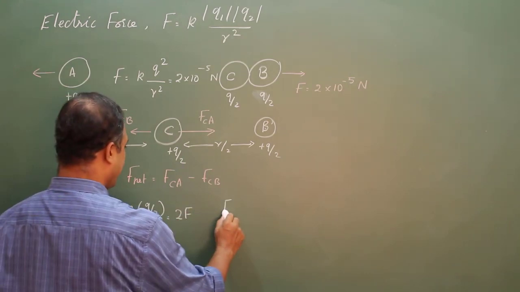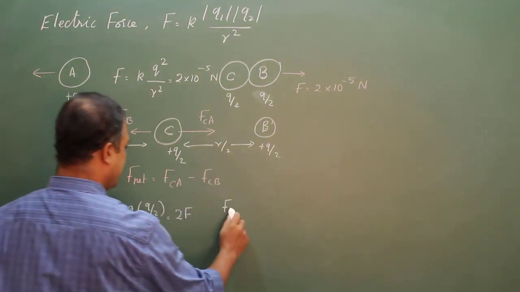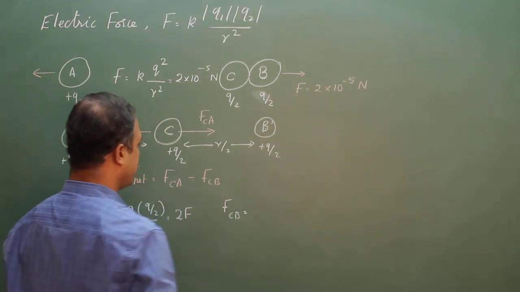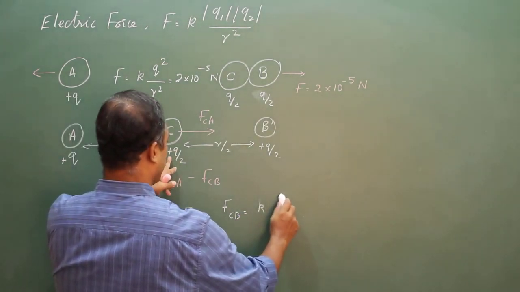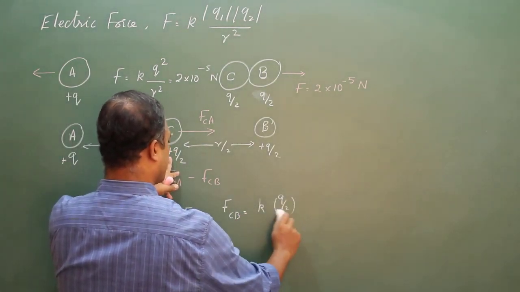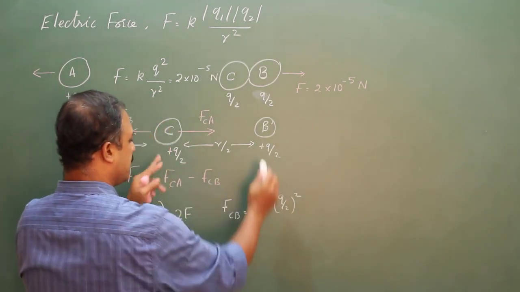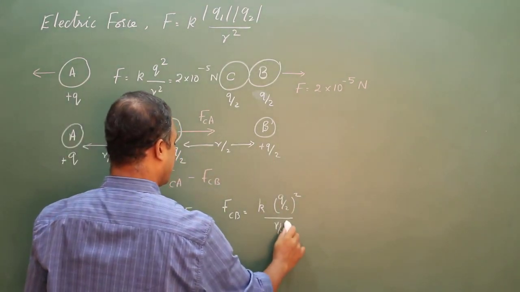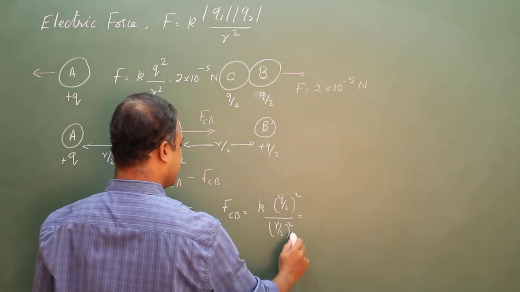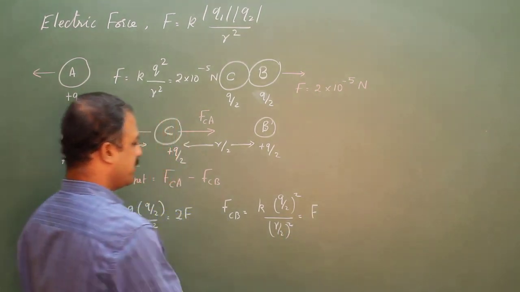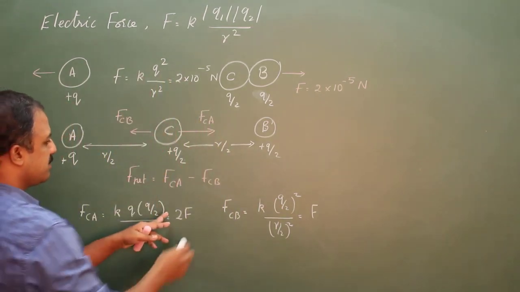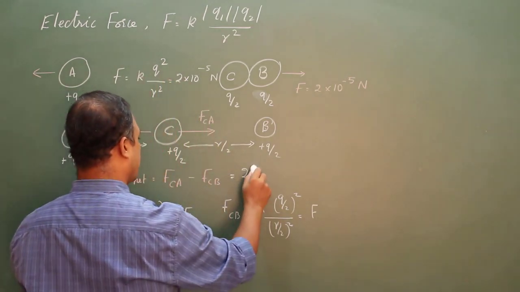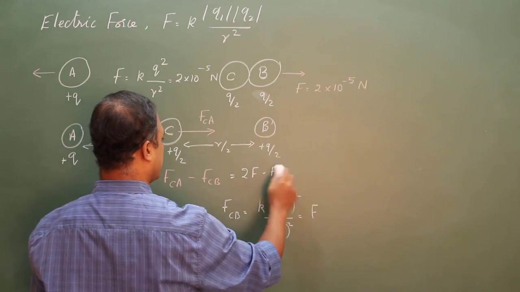And then FCB. FCB is equal to K times Q by 2 whole square, that is Q1 Q2, divided by R by 2 whole square. This gives you F, because it's only KQ squared by R squared. So when you substitute these two values, you will get 2F minus F, which is equal to F.